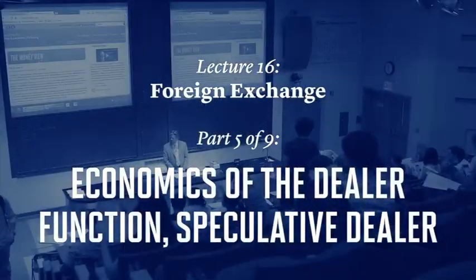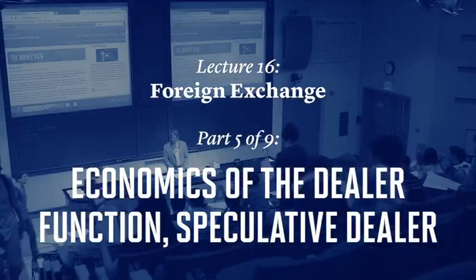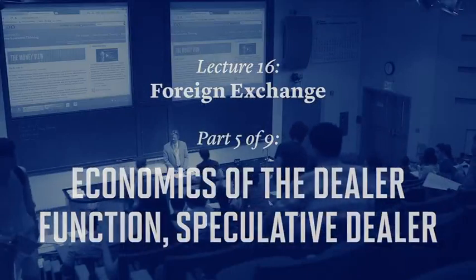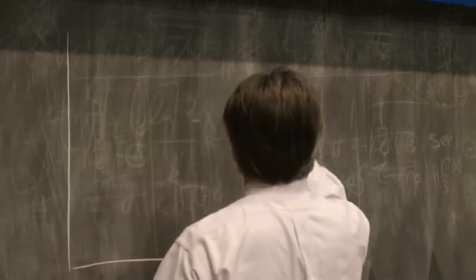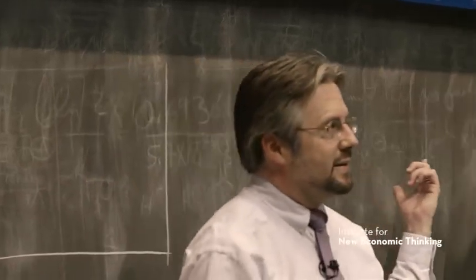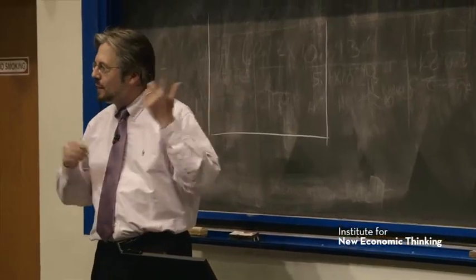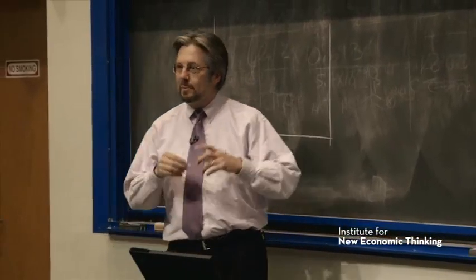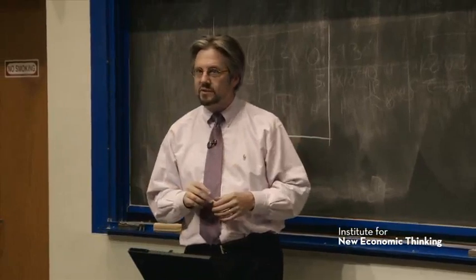Let's think about the speculative dealer first. Because the speculative dealer we kind of recognize, don't we? The speculative dealer is exposed to price risk, okay? And that's what the trainer model is sort of about, people who are exposed to price risk.